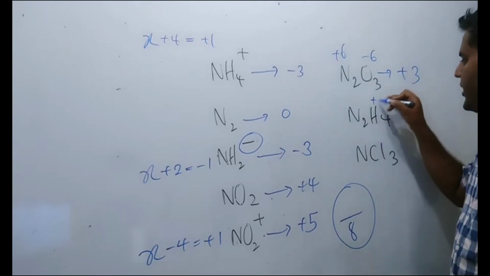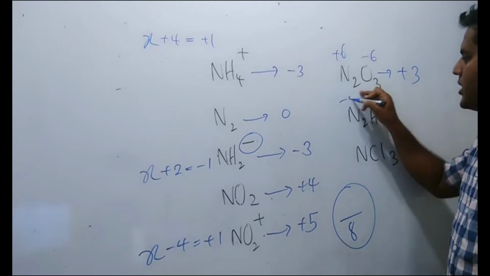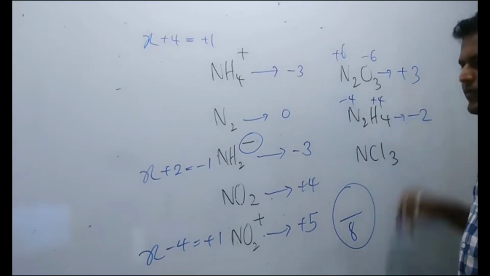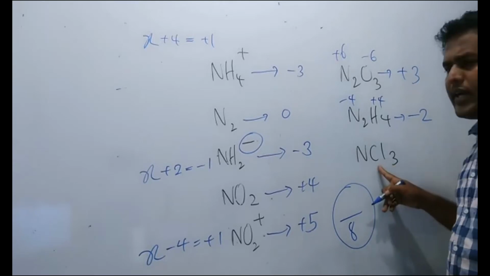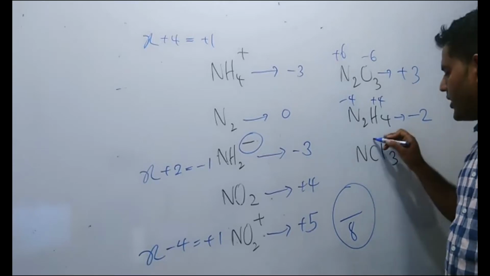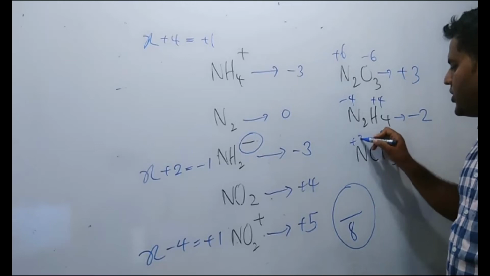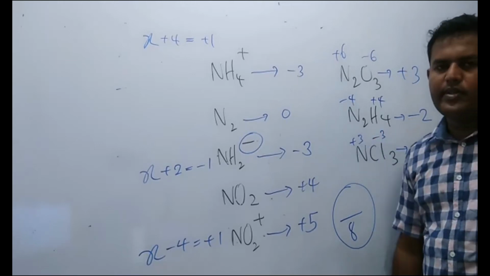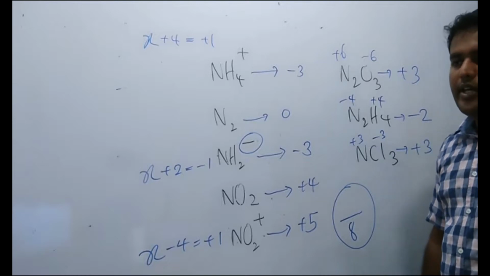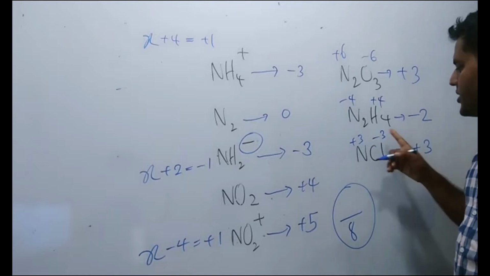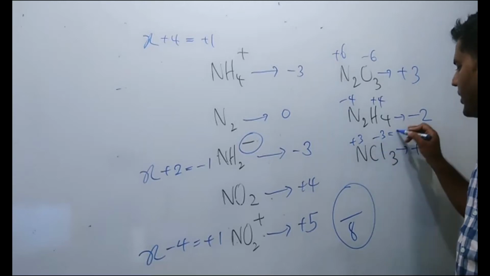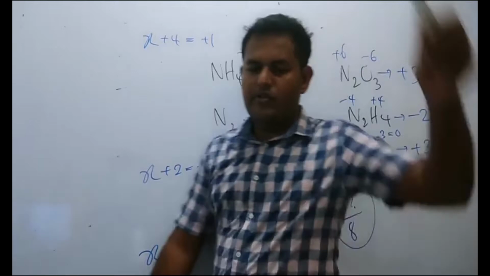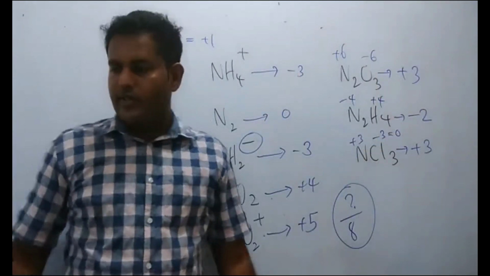N2H4: 4 hydrogens plus 4, 2 nitrogens minus 4, then 1 nitrogen minus 2. NCl3: 1 chlorine is minus 1, 3 chlorines minus 3, so this nitrogen should have plus 3. Chlorine is minus 1, never plus 1, because the neighboring atom starts the assignment. So minus 3 plus 3, overall 0. How many got 8 out of 8? Right, very good.